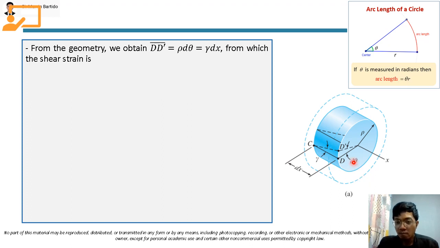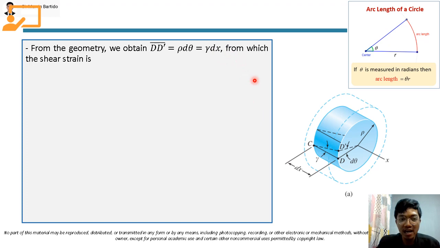Now to solve for the length of DD prime, we can use the cross section. For the arc DD prime, the radius is rho and the angle is d theta, so the length is just rho d theta. If we consider this surface, the angle is gamma and the radius is dx.